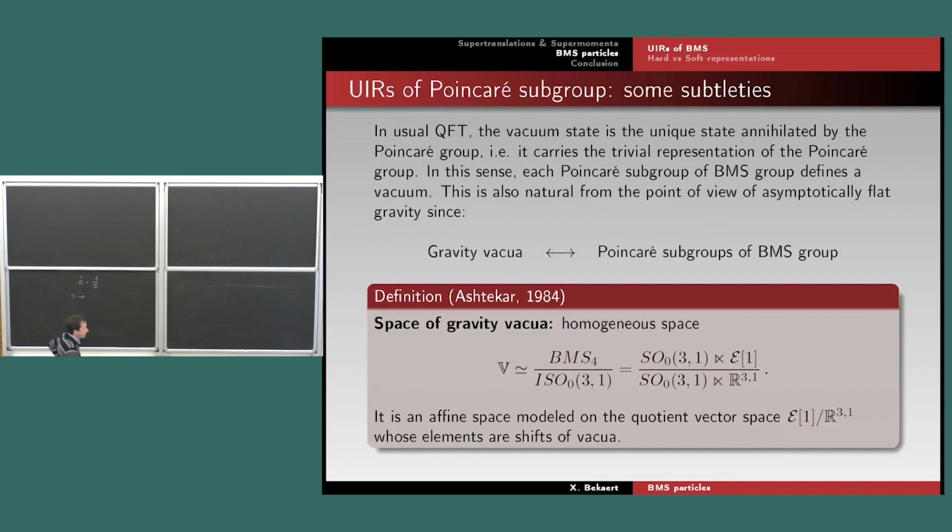Maybe I will go a bit faster on this. As we all know, to define a quantum field theory you need a vacuum state, and by definition you have a Poincaré group, and this is how you define your Poincaré vacuum, right? But in BMS, clearly we have infinitely many Poincaré subgroups of the BMS group, and there are as many as gravity vacua, and in terms of QFT, for each of them you would like to define the Poincaré vacuum.